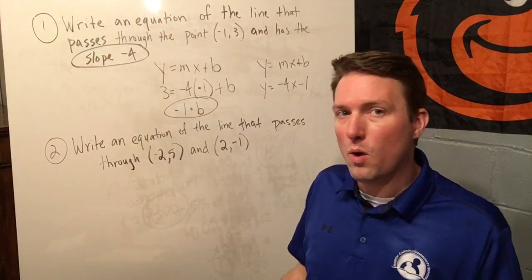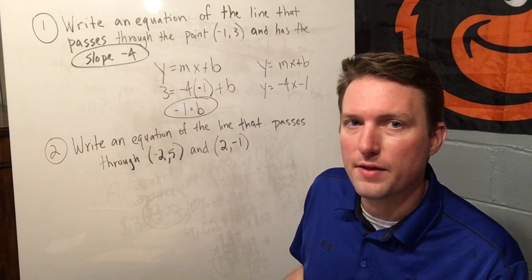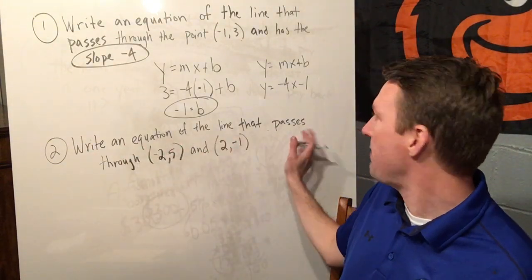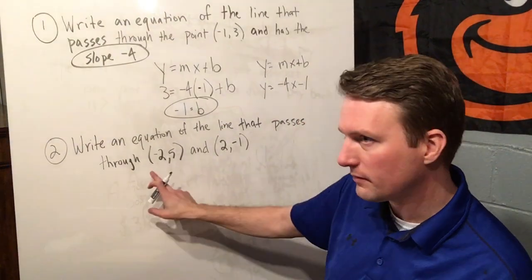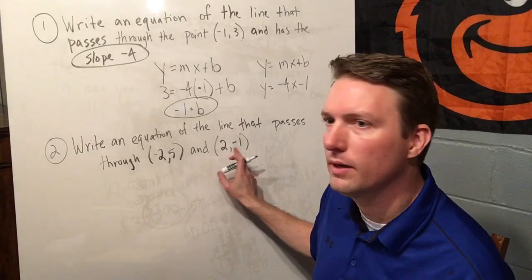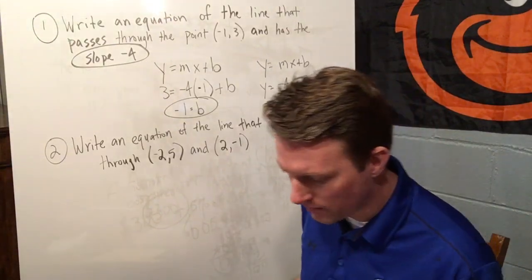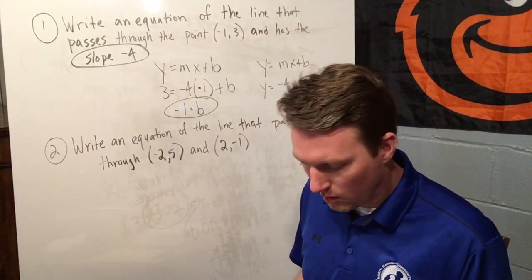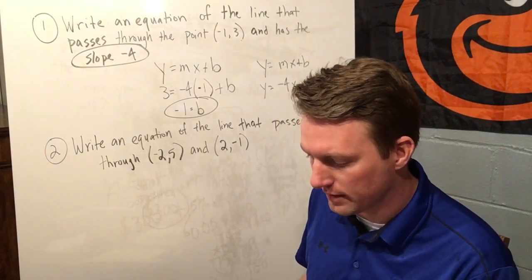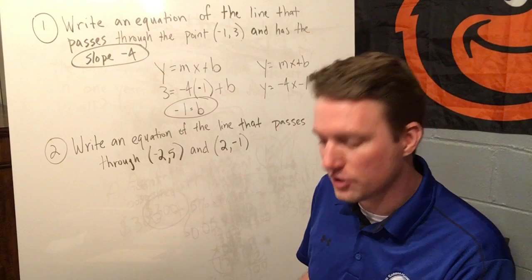Now, there's one more thing that we're going to do today, and that's writing an equation for the line that passes through (-2, 5) and (2, -1). How do we do that? Well, we are going to write an equation of the line that passes through these. We're going to calculate the slope.